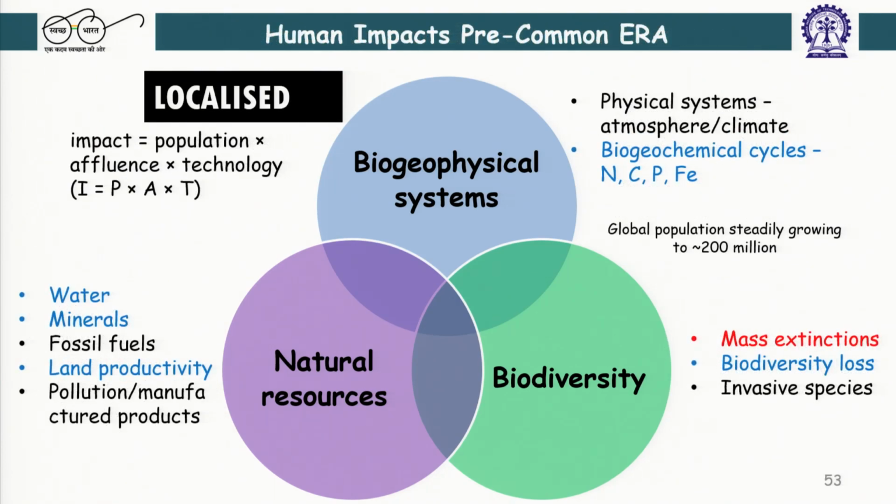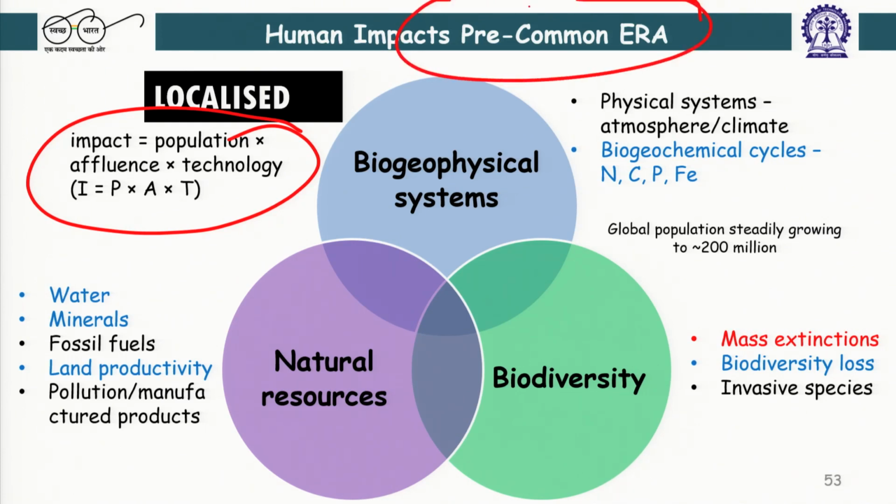So, if you look at the localized impact, again looking at this impact as population times affluence times technology, that IPAT equation, initially in the pre-common era, in the very old times, we were looking at mostly some people were not moving that much.